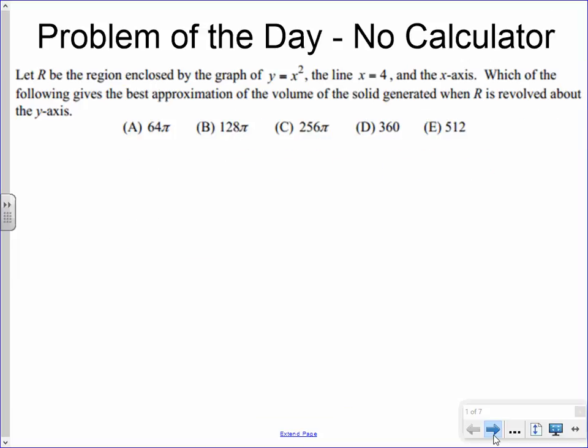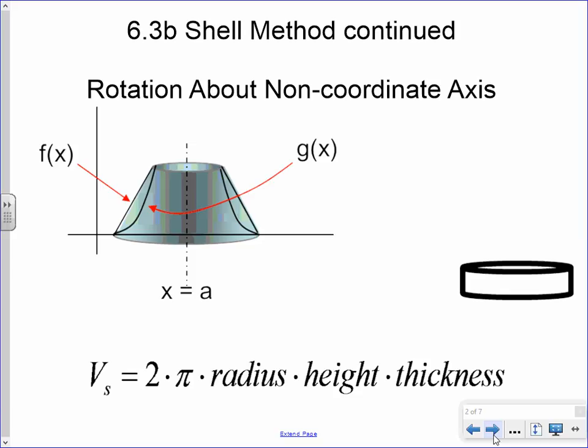All right. So let's go ahead and think about our shells when we rotate about different axes of rotation. So here I'm rotating about the line x equals a. We're still going to have the concept of 2 pi times radius times height times thickness, except we're going to have to adjust something in our setup.